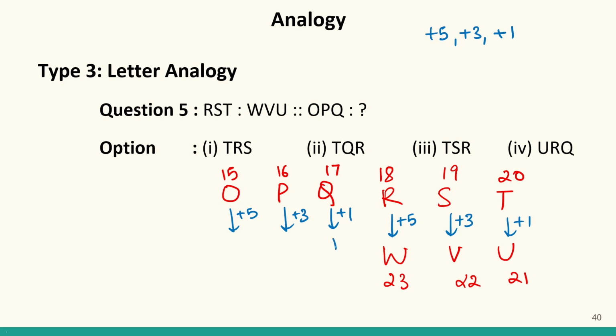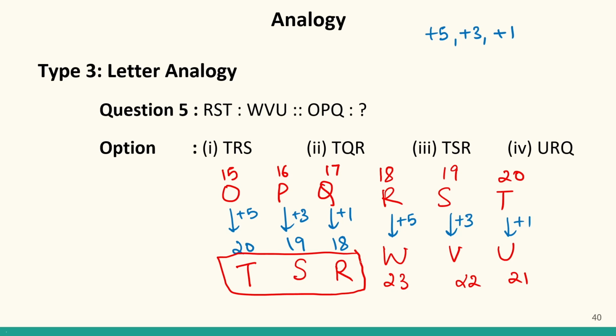So if I move like this, I'll get 18th rank over here, 19th rank over here, and here I'll get 20th rank. So at 20th rank, if you remember from the shortcut AJOT, we had T. At 19th rank, we have S, and at 18th rank, we have R. So our code will be TSR. This is our code, which is option number 3. So option number 3 is the correct answer in this case. What we are doing is adding the odd numbers from 5 to 3 to 1 in decreasing order.